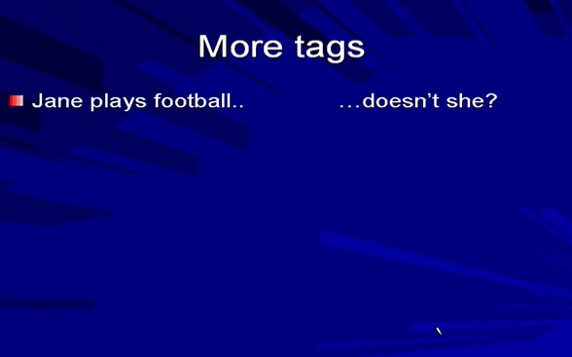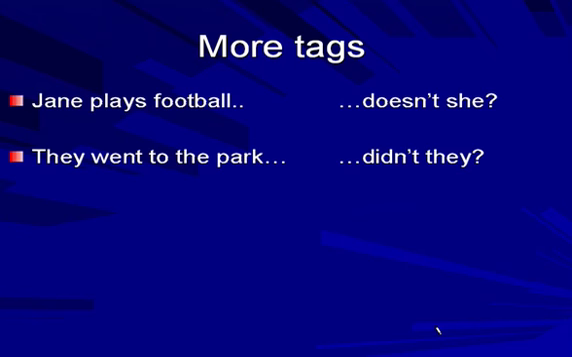We can now look at some more tags, because this eller-hur test only works when there is more than one verb in the verb phrase. So if you, for example, have Jane plays football, the tag here is doesn't she? Or in they went to the park, they went to the park, didn't they?